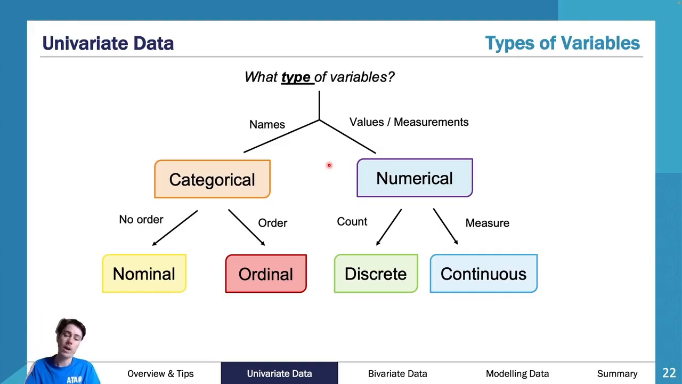So that is how we look at it. And this is a great way of summarizing it in your summary book. You have your categorical, numerical, and then you go, all right, well, is there an order? Is there not an order? Do I count or do I measure? And that is how we look at these things.